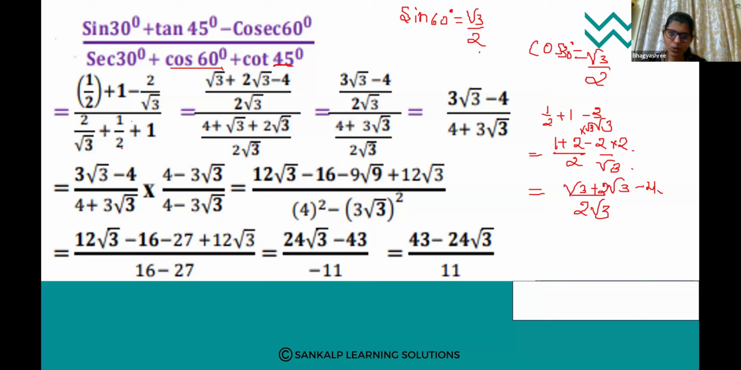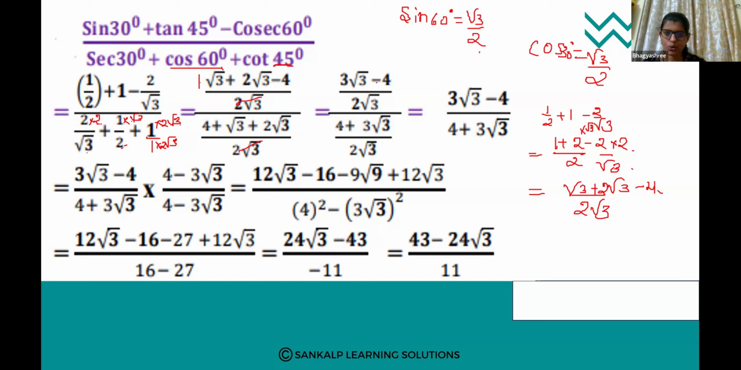Like that, 2 by root 3 plus 1 by 2 divided by plus 1 by 1. Root 3 into 2 is the LCM, so 2 into root 3. Here 2 is not there, so we'll multiply by 2. Here root 3 is not there, so we'll multiply by root 3. 2 into 2, 4, plus 1 into root 3 plus 2 root 3, divided by 2 root 3. 2 root 3 and 2 root 3 will get cancelled. Root 3 plus 2 root 3. Here nothing is there means 1. 1 plus 2 is 3.